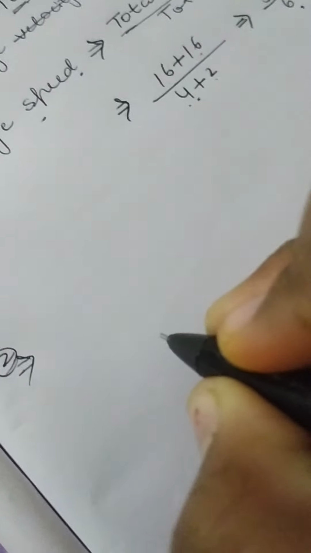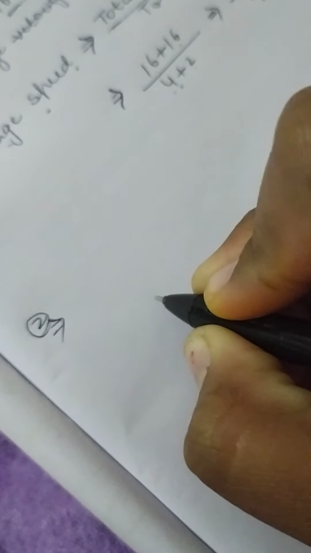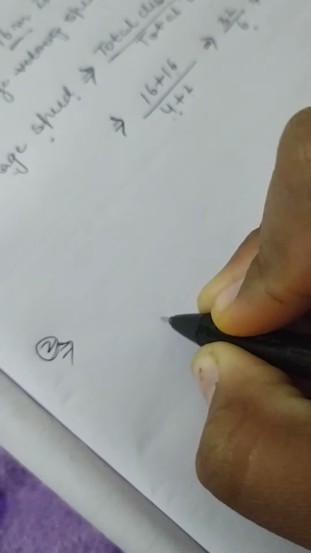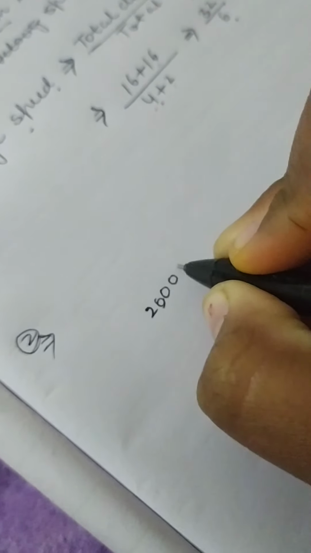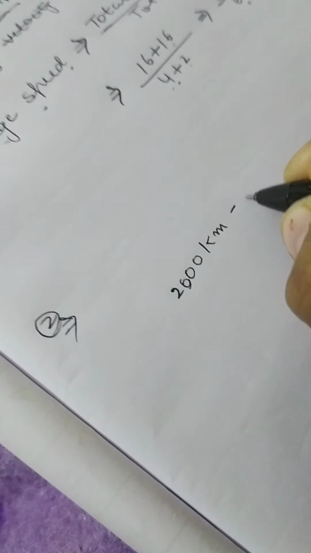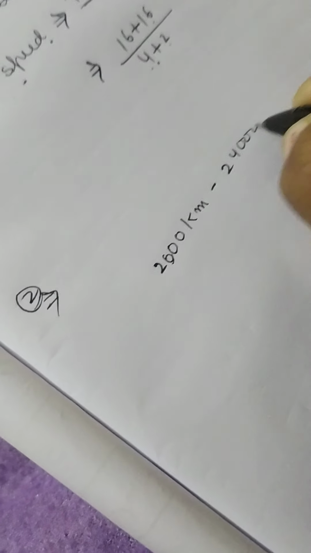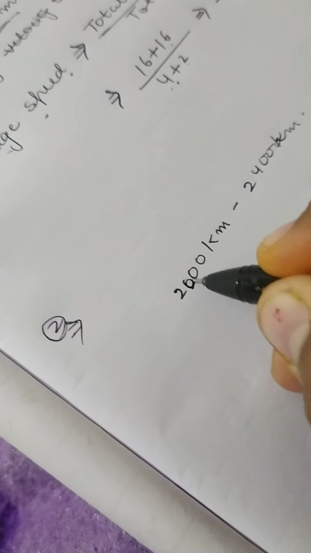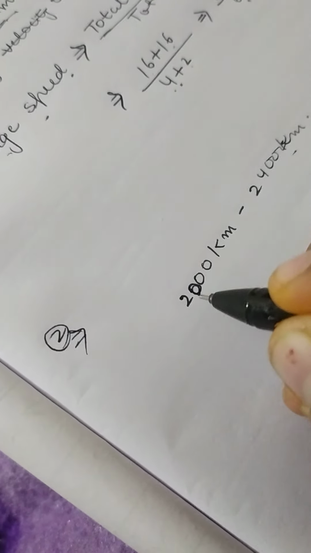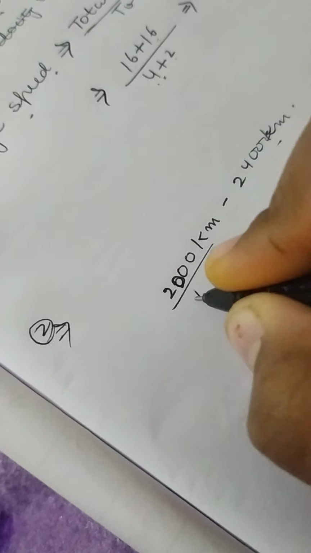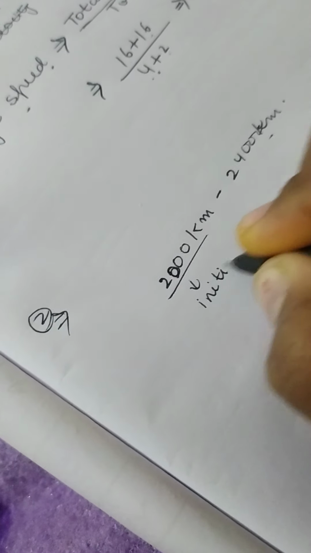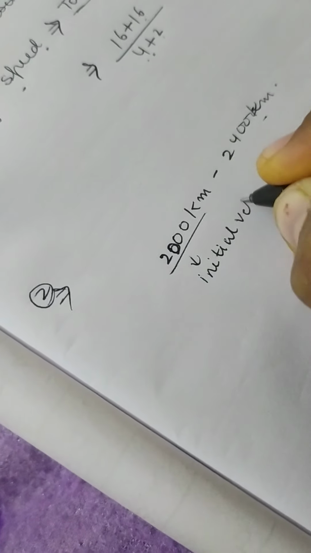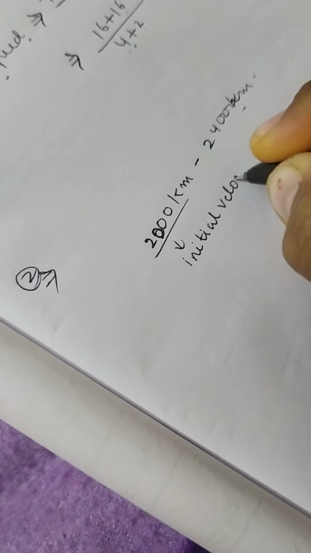And here, firstly, the car's odometer reads 2000 km, and after the trip ends it reads 2400 km. Then you can think that 2000 km is the initial reading. This is the initial value the car trip starts from, and this is the final value.